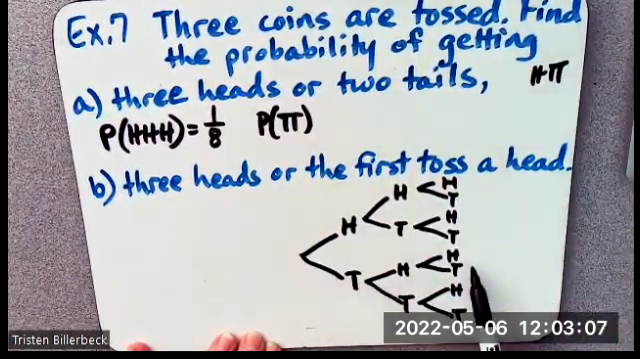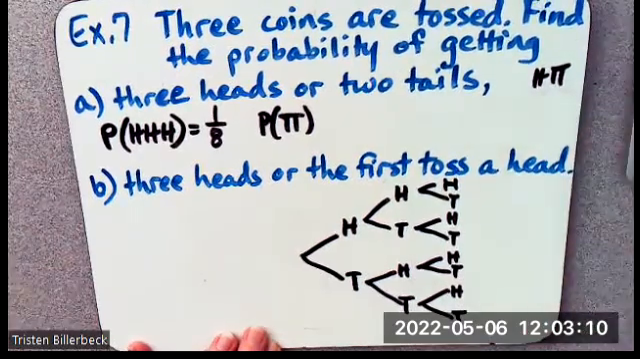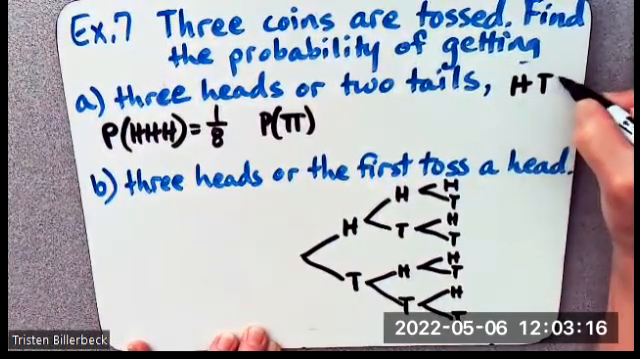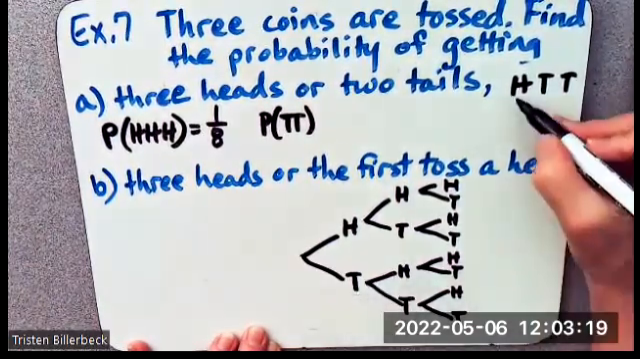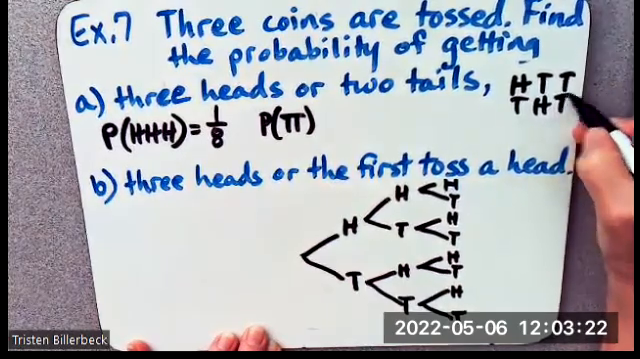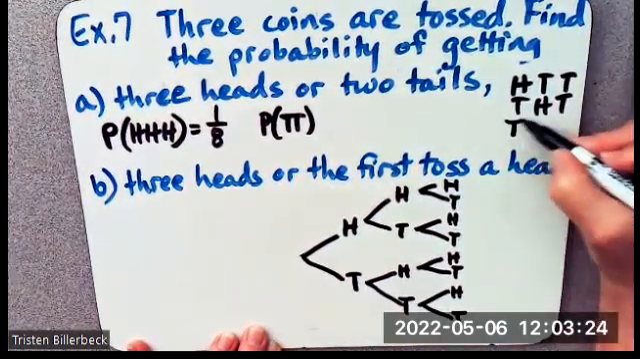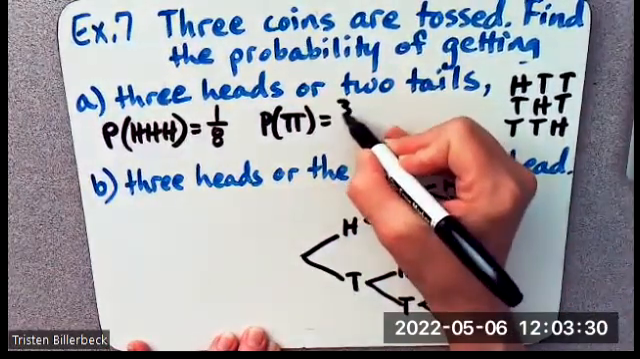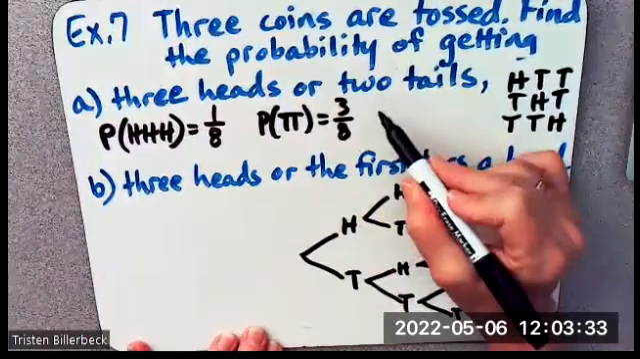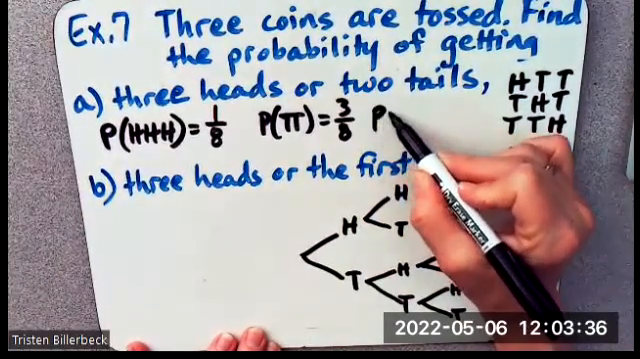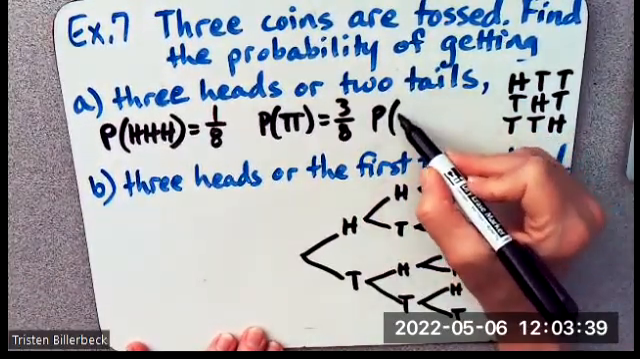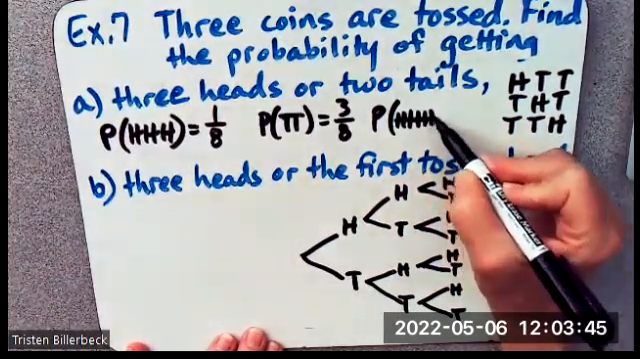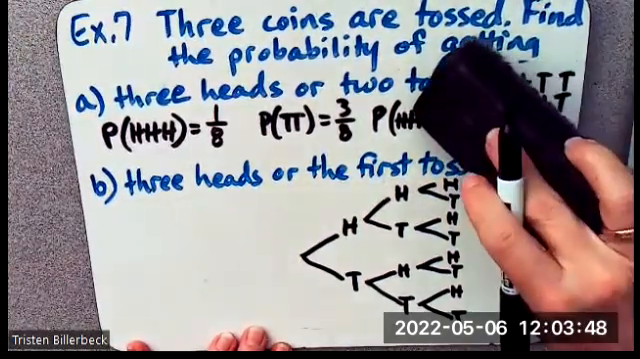We have THT. Whoops, you can't read that one. So let's write that again. HTT. Then we have THT. And then we have TTH. So we have 3 probabilities out of 8. So the probability of HHH will go like that. That's 3. Or, oops, I forgot to write the or.